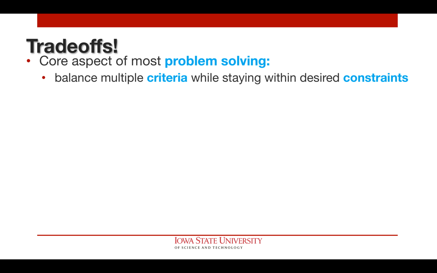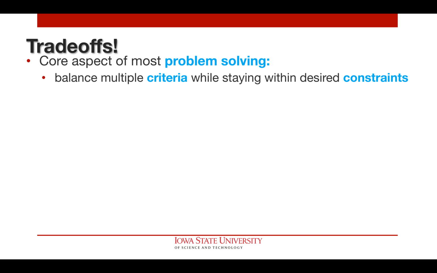So let me give you some examples of this problem solving. Trade-offs are a big thing. It's a core aspect, and really it's the process of balancing criteria and constraints. Criteria are things that we're trying to maximize. Constraints are rules we have to live by, that we can't violate. And we'll get into the descriptions of each phase and the parts of the phases in the next video slide.